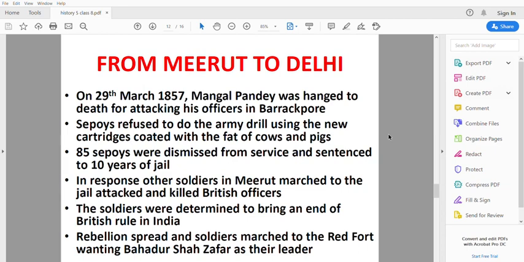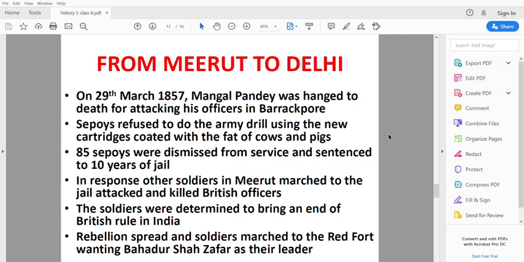Sepoys refused to do the arm drill using the new cartridges coated with the fats of cows and pigs. This was a new type of cartridge introduced by the British to be loaded in the guns. The cartridges were suspected to be coated with the fats of cows and pigs. Because of that, the sepoys refused to use them, because before using it in the gun, they had to bite it with their teeth. This was against both Hindu and Muslim beliefs.